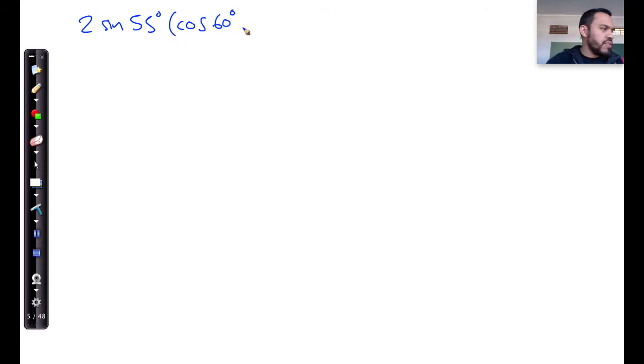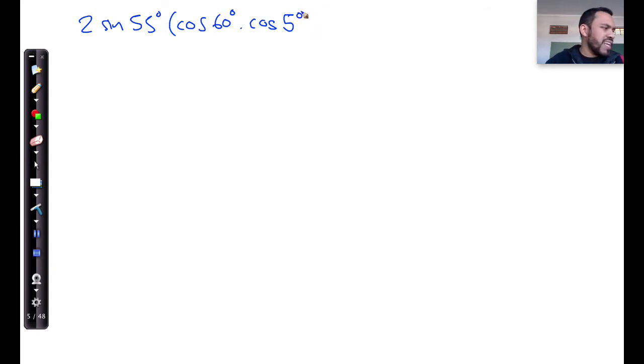Another example that we're going to be looking at. Remember, once I've written it down, you should attempt the question first. 2 sine of 55 degrees multiplied by cos of 60 degrees multiplied by cos of 5 degrees. Right, those 5's and those s's look the same.